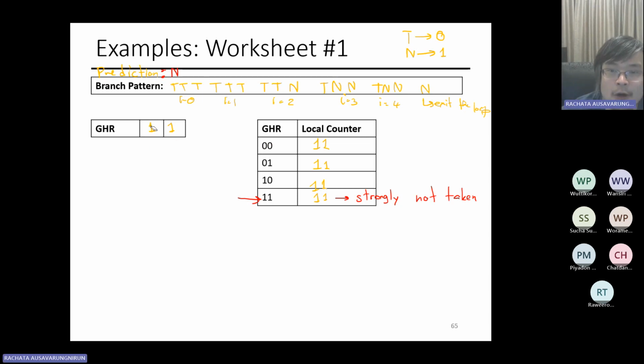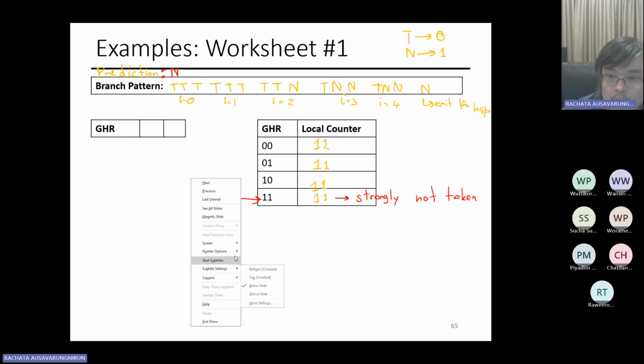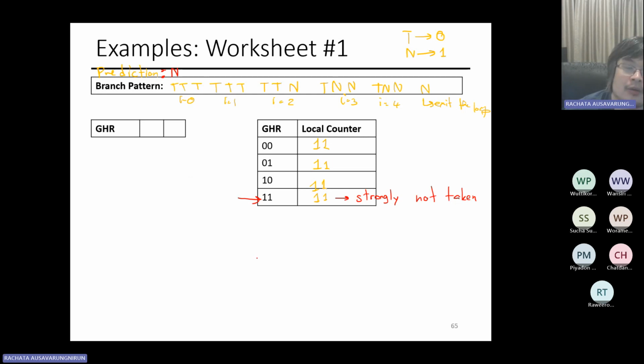To update the GHR, it was 1, 1 earlier. You saw not taken, then you saw taken. Taken is 0. So this was the last time you predicted, right? From 1, 1, you push everything so that the oldest value becomes the 1, and then what you saw the last time was 0, because it's a taken branch. Then you go to GHR 1, 1.